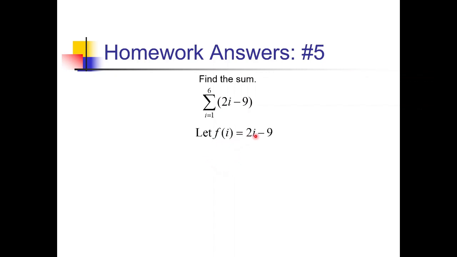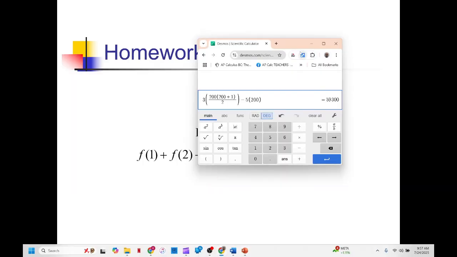So let's let f(i) equal 2i minus 9. Then we just need to do f(1) plus f(2) plus f(3), f(4), f(5), f(6), all of those. So let's go to Desmos and take care of that.